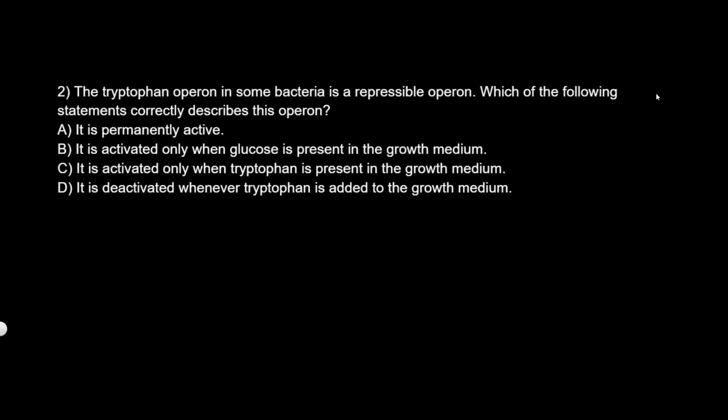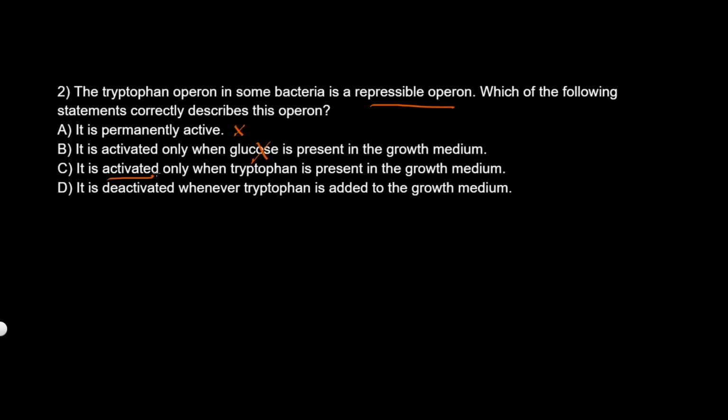The tryptophan operon that we just talked about in some bacteria is a repressible operon. We know this already. Which of the following statements correctly describes this operon? It's permanently active. No, it's not. It will turn itself off when there's a lot of tryptophan. It is activated only when glucose, what? No. It is activated only when tryptophan is present in the growth medium.